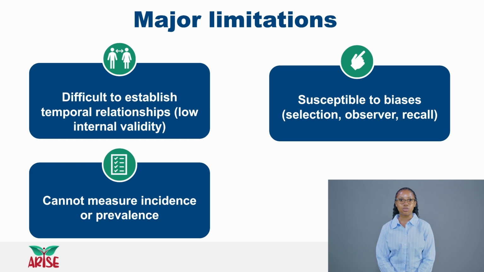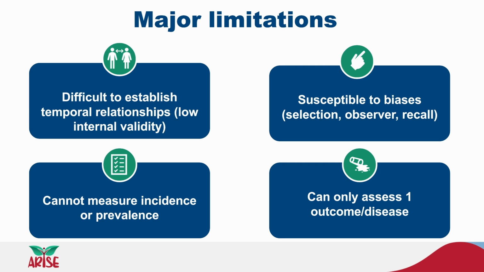Additionally, case control studies cannot measure the incidence, the number of new cases, or prevalence of a condition in a population. They're designed to compare people with and without the condition rather than track disease's occurrence over time. Lastly, these studies are limited to assessing only one outcome or condition. This means that they are less flexible when it comes to exploring multiple health conditions.